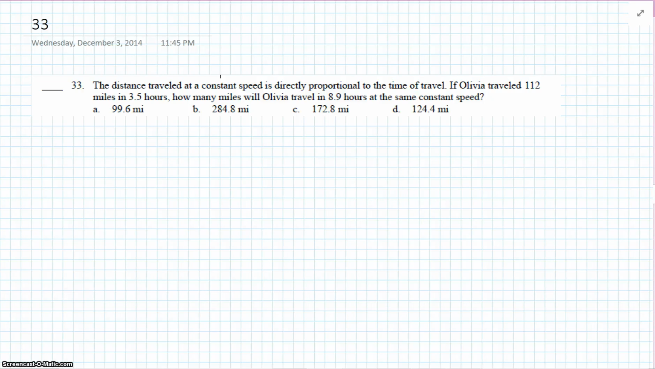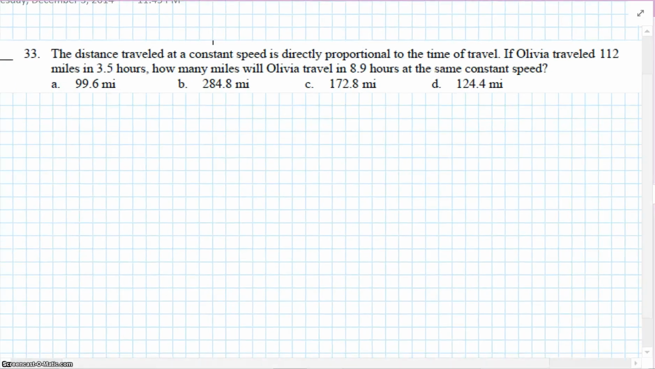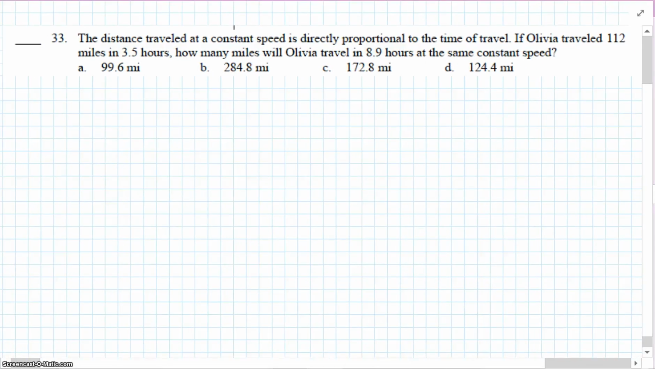Question number 33. The distance traveled at a constant speed is directly proportional to the time of travel. So if Olivia traveled 112 miles in 3.5 hours, how many miles will Olivia travel in 8.9 hours?